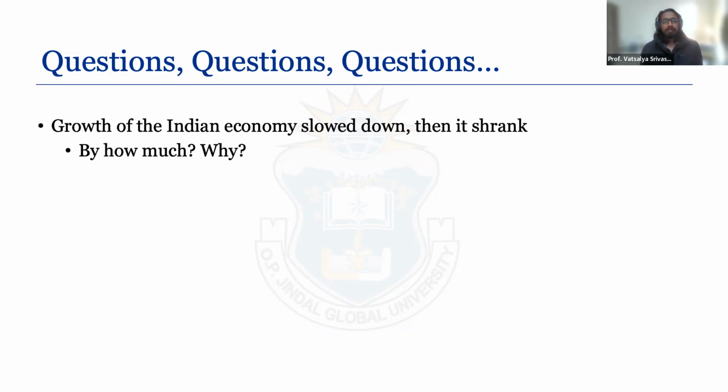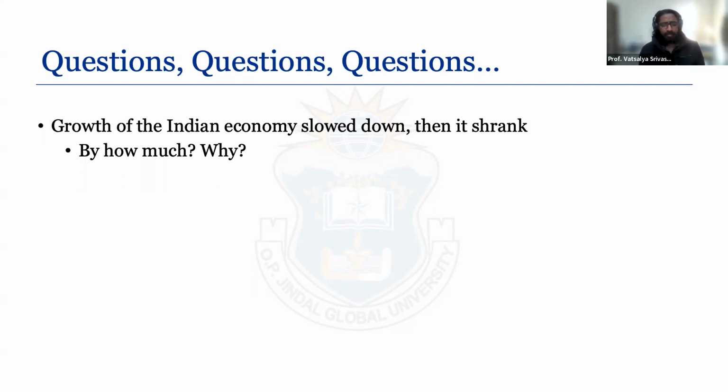So here's the first example. The growth of the Indian economy slowed down, right? This is about the last 3 or 4 years. It had been slowing down before the pandemic hit. Then the pandemic hit, and then it shrank. So we got these horrifying numbers of the second quarter of 2020, where we figured out that our GDP had shrunk by about 24%. But in recent times, it had started going up again.